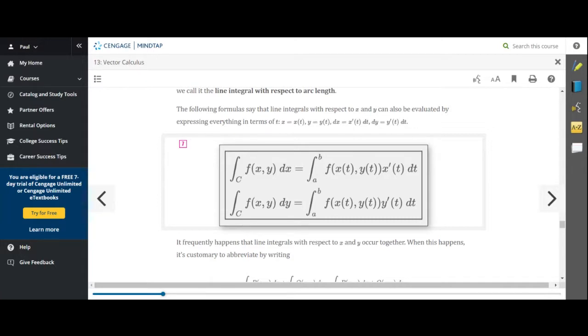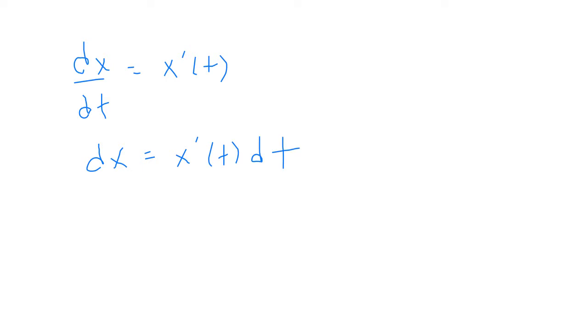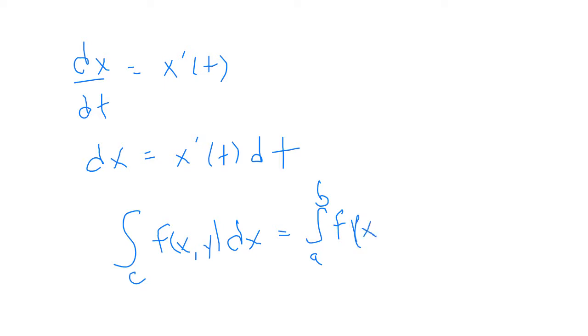So why can they do that? Let me go back to the board here. What does dx/dt equal? It equals x prime of t. So therefore, dx is just equal to x prime of t dt. And that's why they can say that the line integral of the function along the curve C with respect to x equals the integral from a to b of f of x of t, y of t.